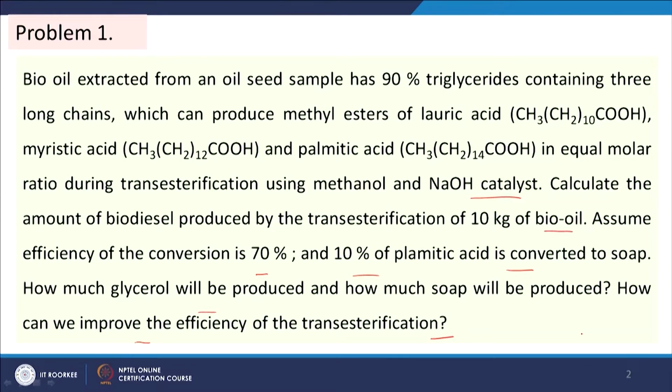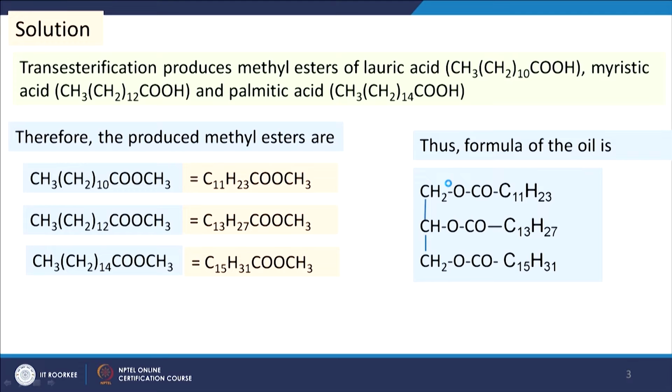And it is given that after the trans-esterification, the methyl esters of lauric acid, myristic acid and palmitic acid are produced, and it is also given that 90% triglycerides are converted to biodiesel or the methyl esters of these 3 acids in equal mole. So, this is given. So, at first we have to get the molecular formula of the triglyceride, and as it is given that methyl esters of these 3 acids, lauric, myristic and palmitic acid, have formed, the produced methyl esters are given here.